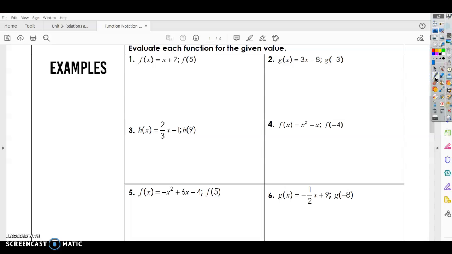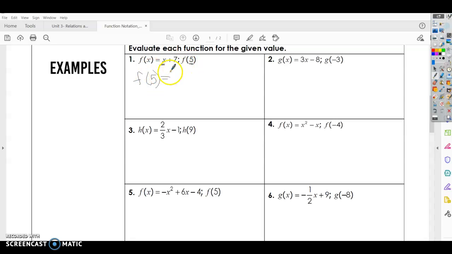All right, here are some examples, guys. Evaluate each function for the given value. Again, this is very similar to what we've done. We've had a table of values with x's, or inputs, and we've plugged them into y. The only difference is now this is in function notation. So for f of x, 5 is our x, so we're going to plug that in. We say f of 5, that's the name of our function.